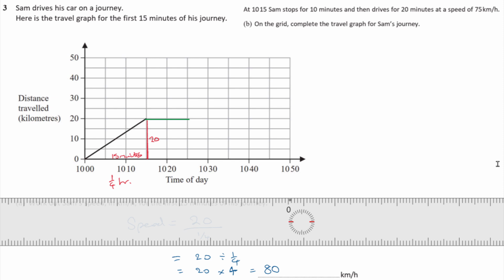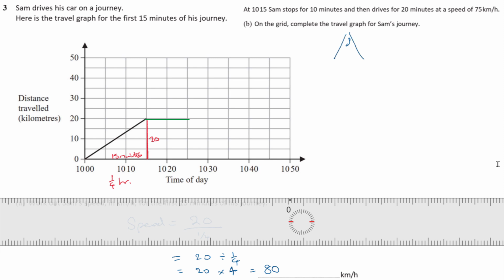Okay, so how steep is that going to be? It's a bit hard to use the gradient of 75 here because the graph doesn't go up that long and we haven't got hours on there anyway. I suppose we could scale the gradient down a little bit, but I think probably the easiest way of doing it is just do a quick distance speed time calculation, DST.